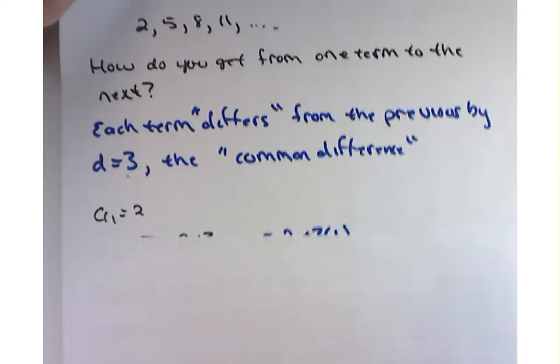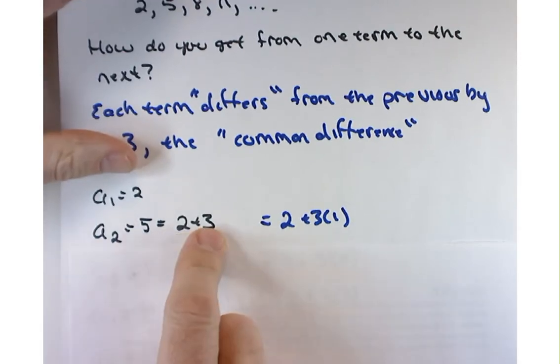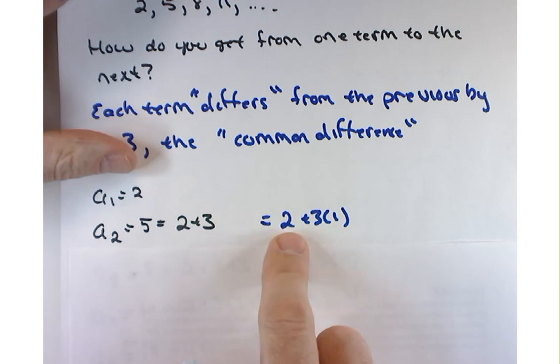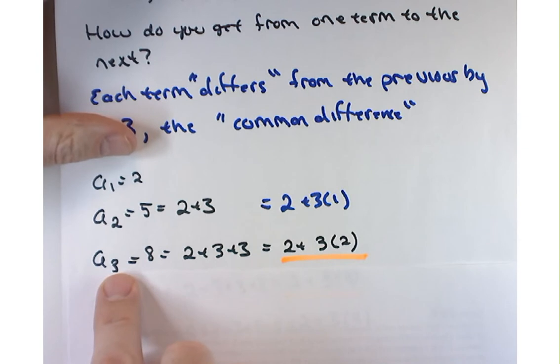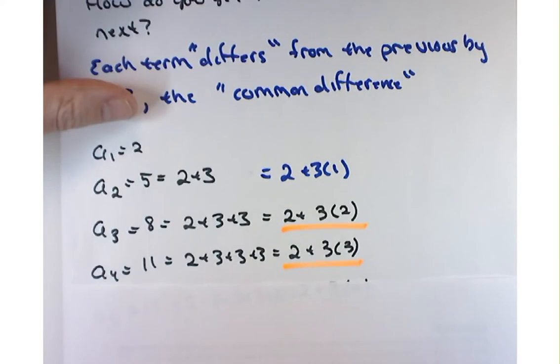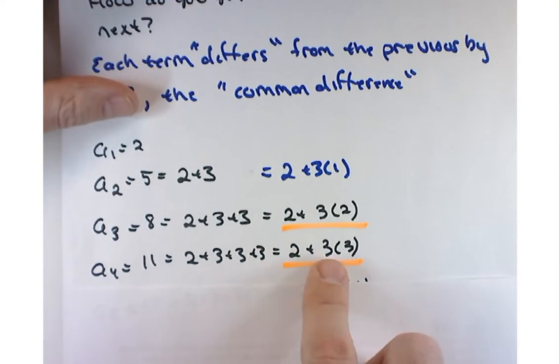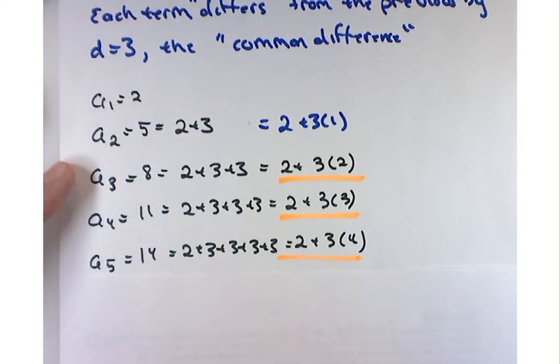So the first term is 2. The second term, well, you add 3 to that and you get 5. But let me write it as 3 times 1. The third term, you're adding 2 3s, and I'll say, oh, all right, that's 2, our first term, plus 3 times 2. And then your fourth term is 2 plus 3 3s. And your fifth term is 2 plus 4 3s. So you're just counting up how many 3s you add after you start out with that first term. In this case, it's 4.